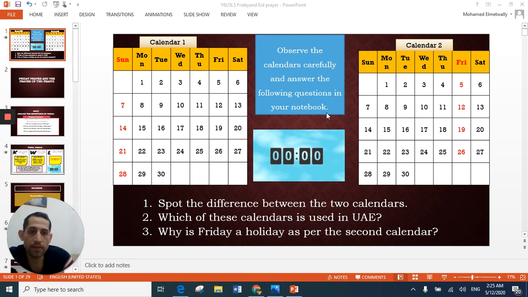So which one is suitable for us as Muslims? Yeah, this calendar, and this is also the calendar that is used here in UAE. So, why is Friday a holiday in the second calendar? Why? Why as Muslims do we take this day, Friday, as a holiday? Think.